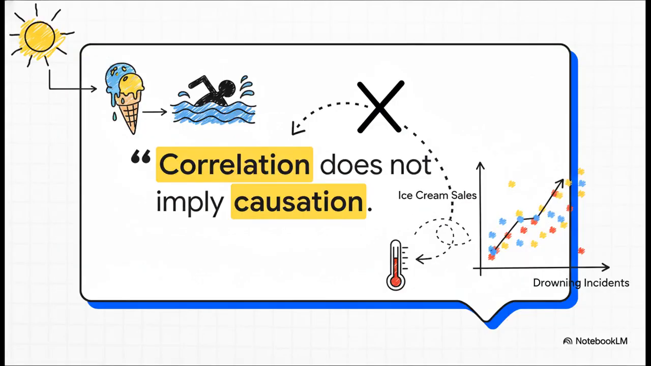And let's wrap up with probably the most important phrase in all of statistics. Correlation does not imply causation. You've got to drill this one into your head. Just because two things seem related on a chart doesn't mean one is causing the other. The classic example is ice cream sales and the number of drownings. They're highly correlated. But obviously, ice cream isn't causing people to drown. The hidden variable is hot weather. When it's hot, people buy more ice cream and more people go swimming.